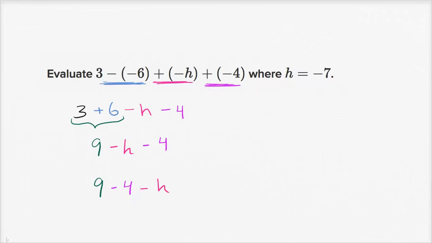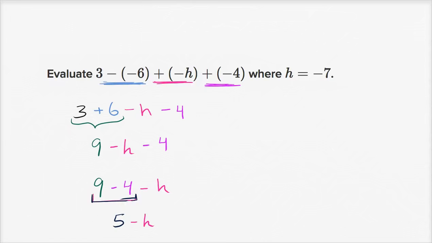And I just did that so I can simplify and figure out what 9 minus 4 is. 9 minus 4, of course, let me do this in blue and navy blue. 9 minus 4 is 5. So this whole thing simplified to 5 minus h before I even did the substitution. And now I can substitute h with negative 7.